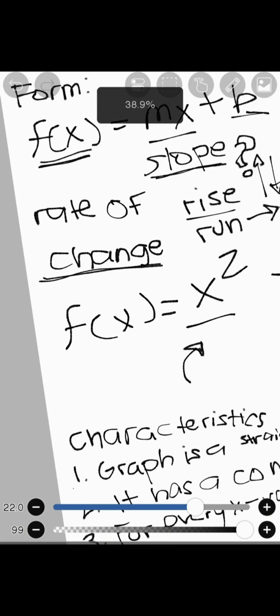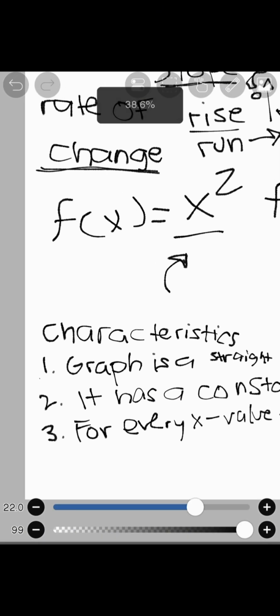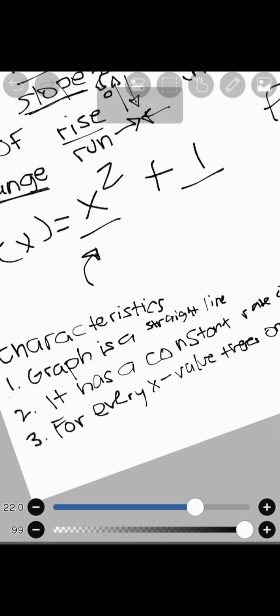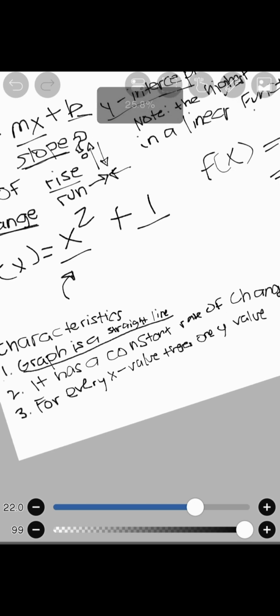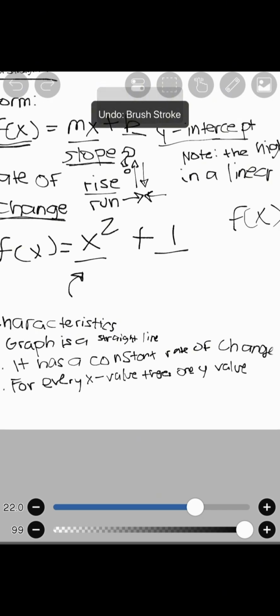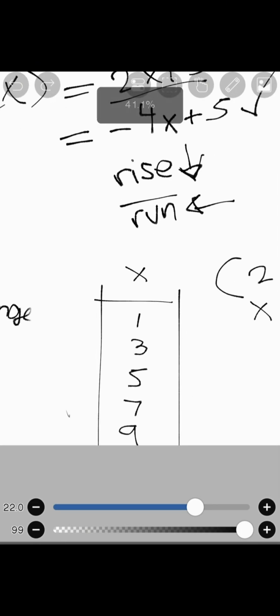So now let's talk about the characteristics of a linear function. One important characteristic is that the graph is a straight line and should always be a straight line. Number 2, it has a constant rate of change. Now, what do we mean by a constant rate of change? We mean something like this.